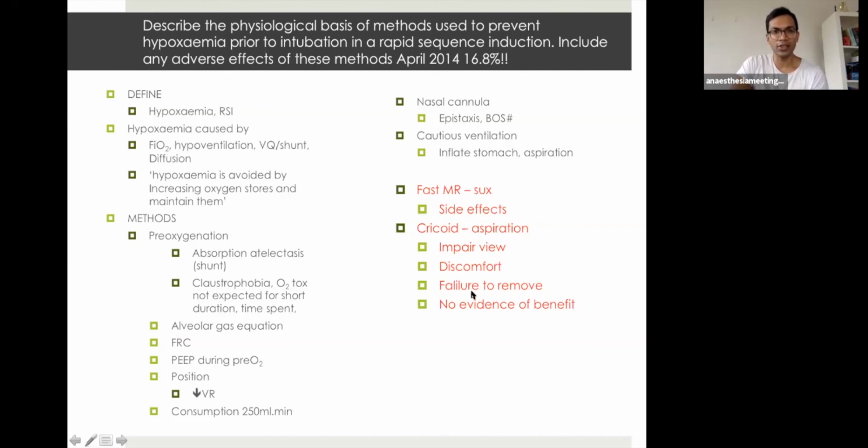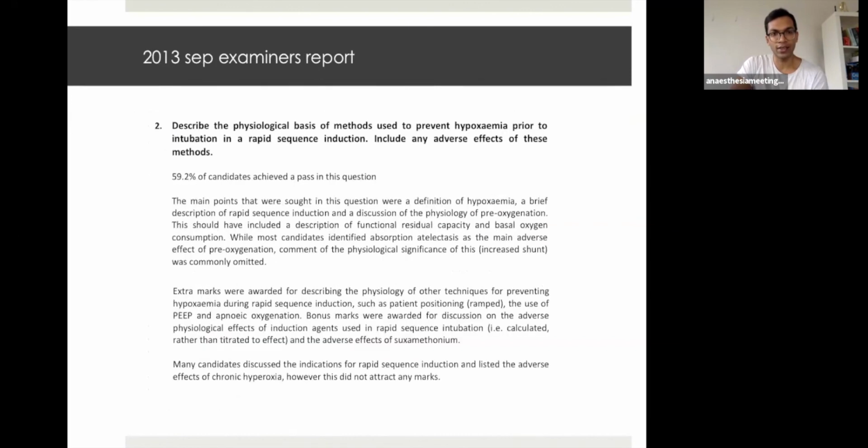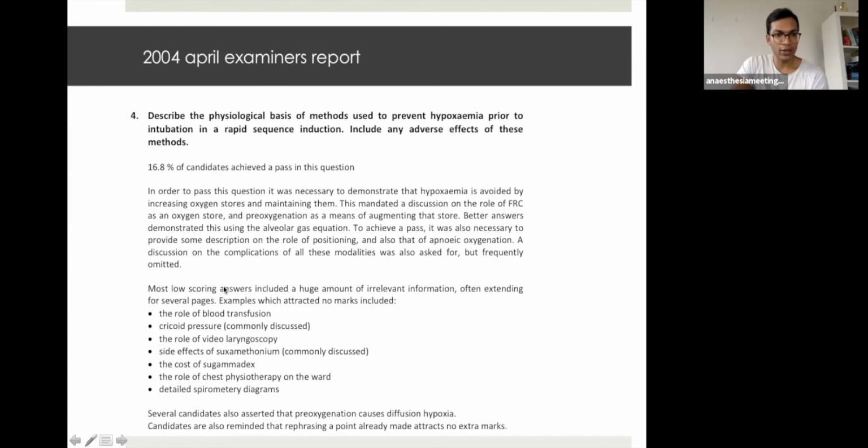But if you've seen the examiners' report, there's probably something that's pretty obvious, something that you may have already gone through. If you look at the 2004 to the 2013 examiners' reports, there's this point that says most low-scoring answers included a huge amount of irrelevant information, often extending for several pages. Examples which attracted no marks include, and they talk about cricoid pressure and the side effects of sux. So that's not something that was described.